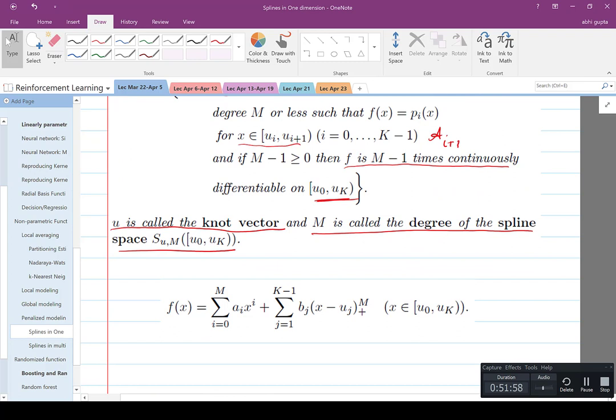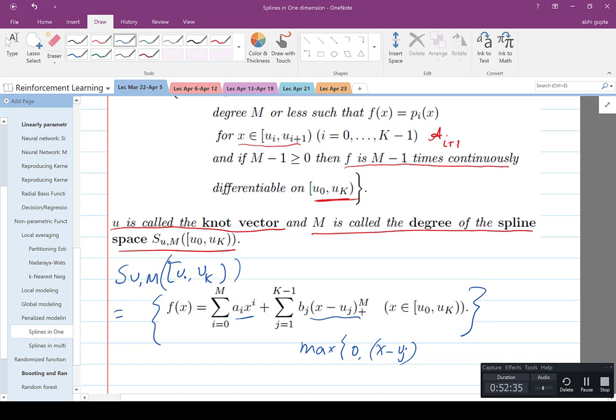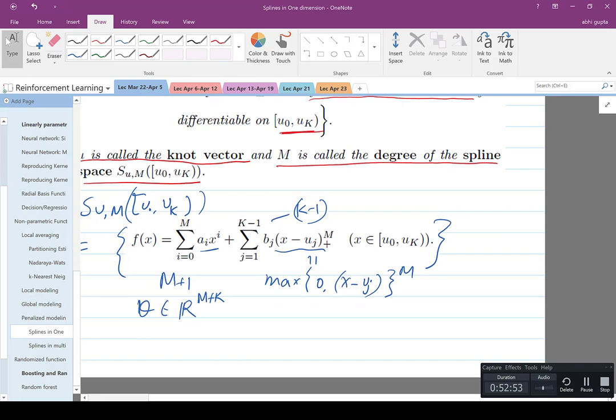All right, so this is known as a spline space. It turns out that this space can actually be parameterized in this way. So S(m; u0 to uK) is equal to the set of all functions that are given by polynomials of degree m, which spans over the entire space, plus b_j times max of 0, x minus uj, raised to m. Okay, so now you have m plus 1 parameters here, you have K minus 1 parameters here, so you have a total of theta in R^(M+K), and theta is given by a0 to am and b1 to b_(K-1).